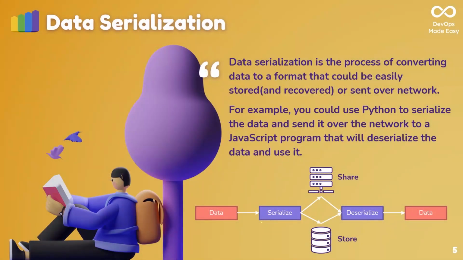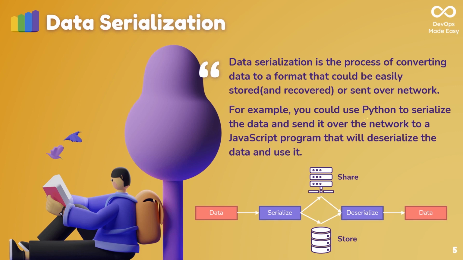So what is data serialization? We have been saying that YAML is for data serialization. Data serialization is nothing but a process of converting data to a format that can be easily stored or sent over the network. So this is called data serialization. It is converting one form of the data to another form so that it can be easily stored or sent over the network. The process is known as serialization, and the reverse process, that is reading the stored format, is deserialization.